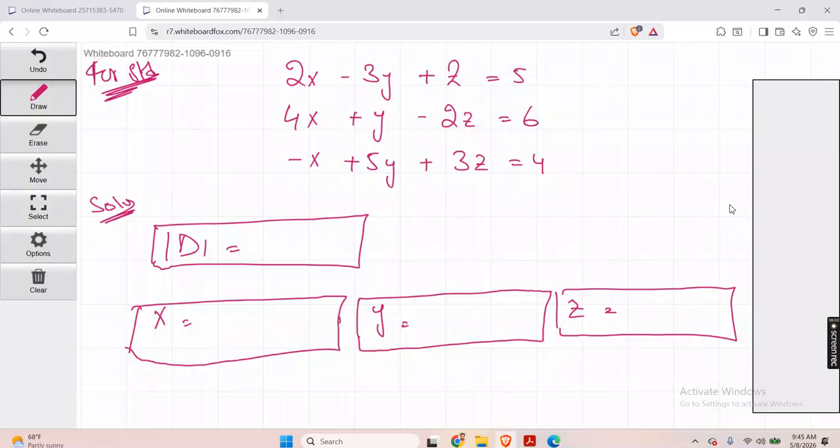What is the determinant rule? Determinant, what did you get? 77.